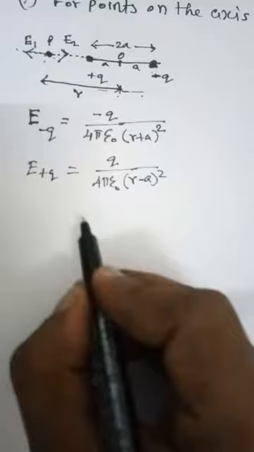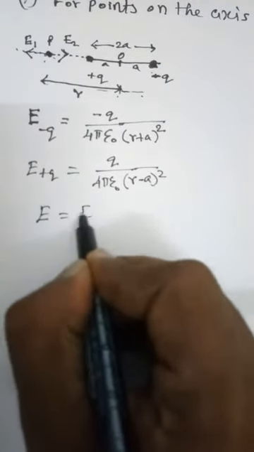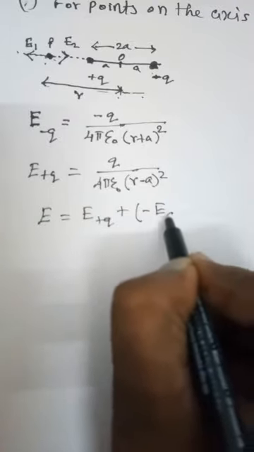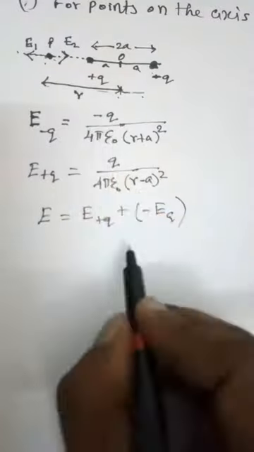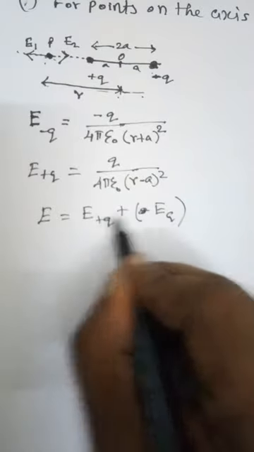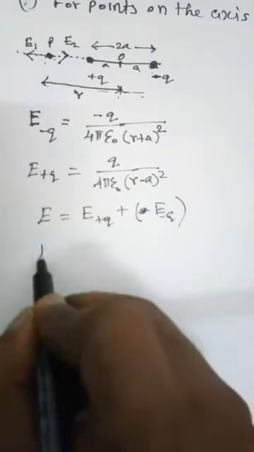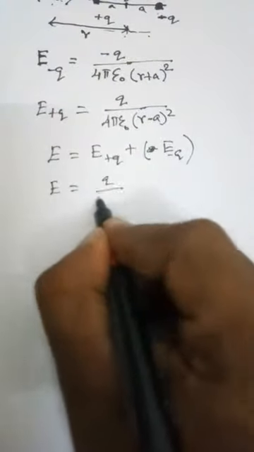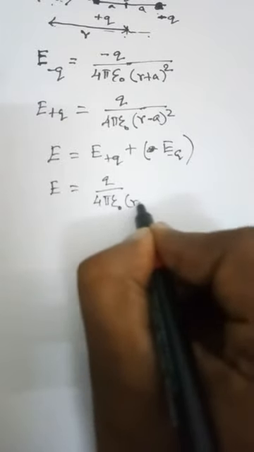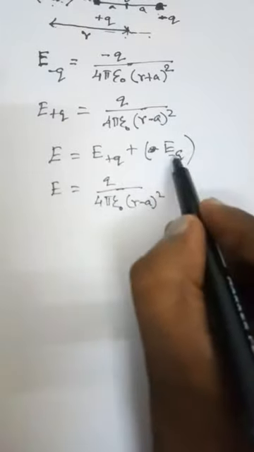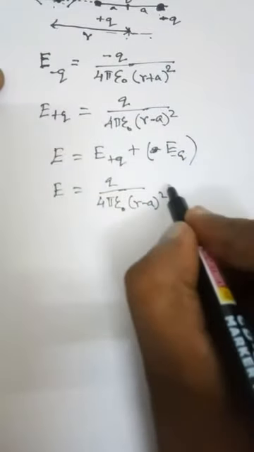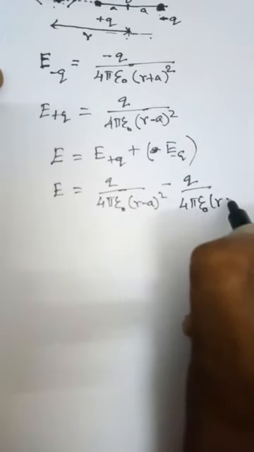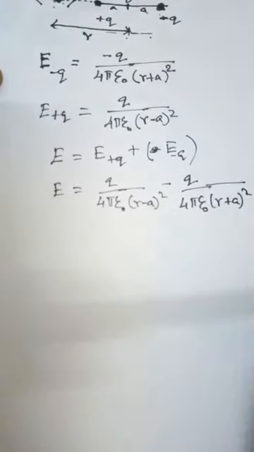That's all, very simple. Now you calculate the total field: E equals E plus q plus E minus q, and because of the minus, directly you put E plus q minus E q. Then you substitute the values. E plus q value is q by 4 pi epsilon naught (r minus a) whole square. The minus q value is negative, so minus q by 4 pi epsilon naught (r plus a) whole square.